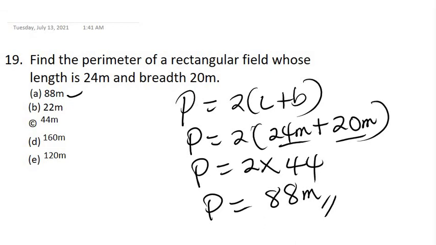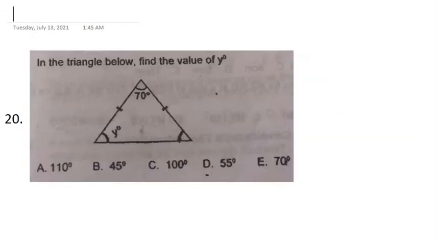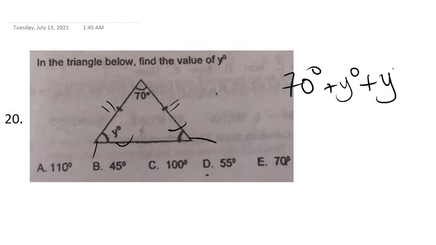Okay, question 20. In the triangle below, find the value of y. This is an isosceles triangle. It means this angle and this angle are equal. You can see the two sides, meaning that these two sides are equal. The sum of the interior angles of a triangle is 180. So this 70 degrees plus these two unknowns will give me 180. Y degrees plus, since it's isosceles, the other one will be y degrees as well, will give me 180. I made this y because these two sides are equal from the sign.